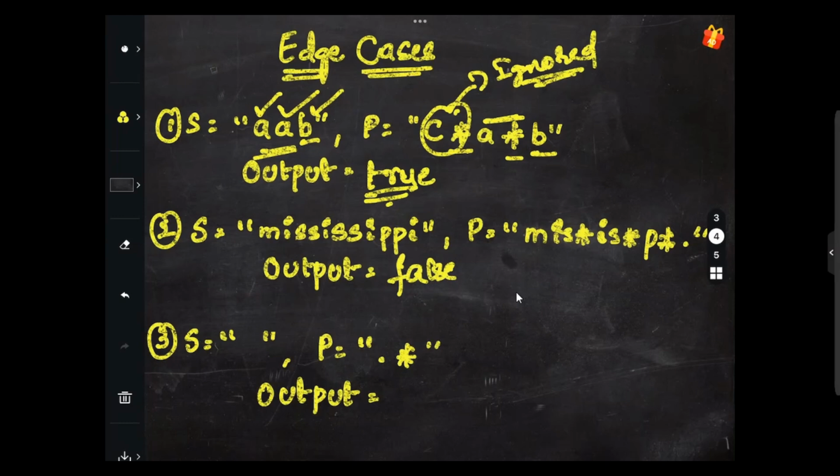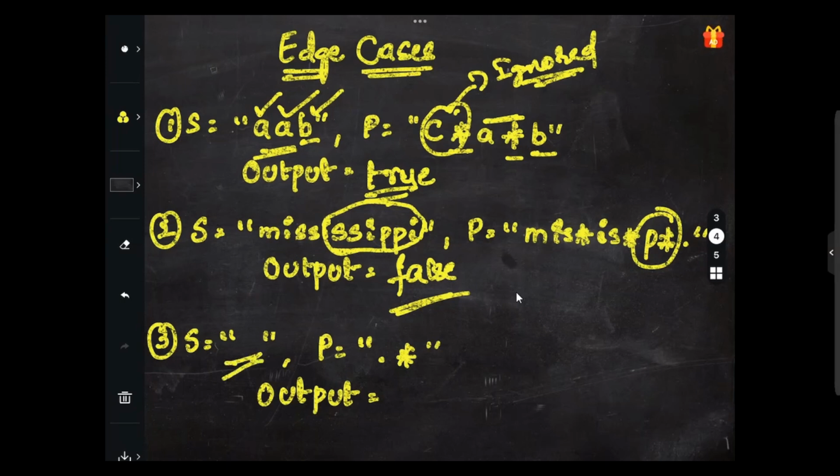Because in this case, P star cannot match SSI, PPI, this one. P star doesn't match here, SSI, PPI. So the output will be false in this case. So let's go with the third edge case here.